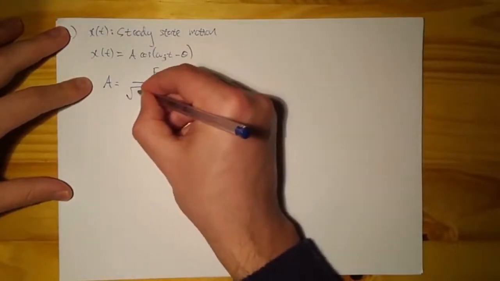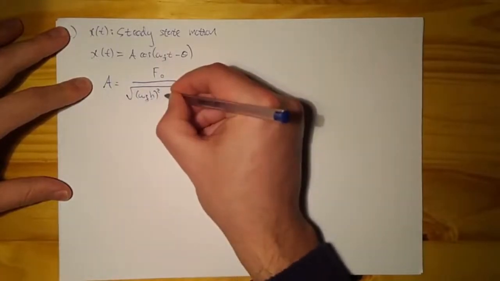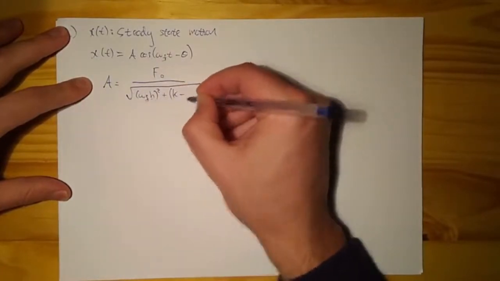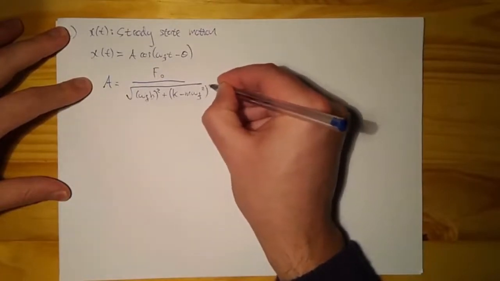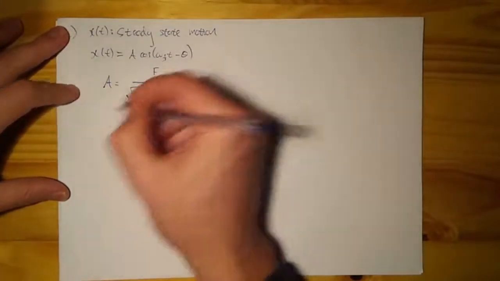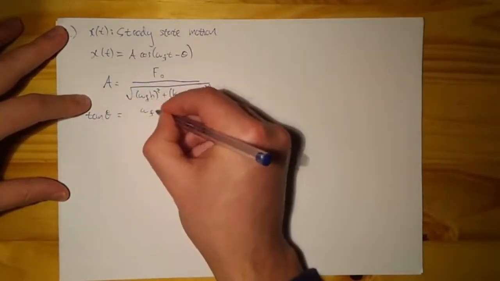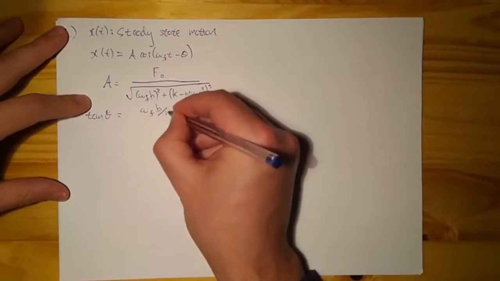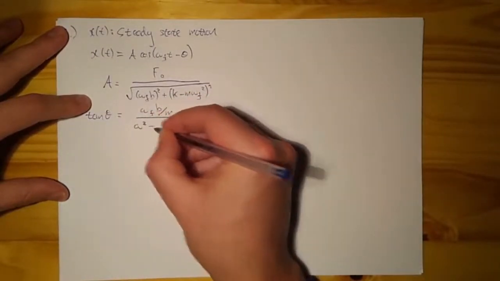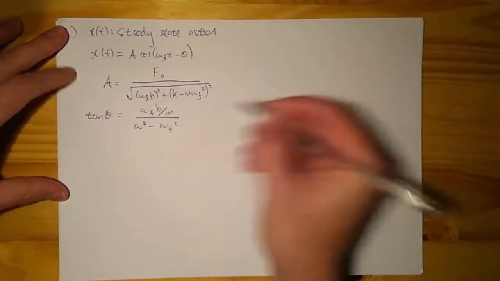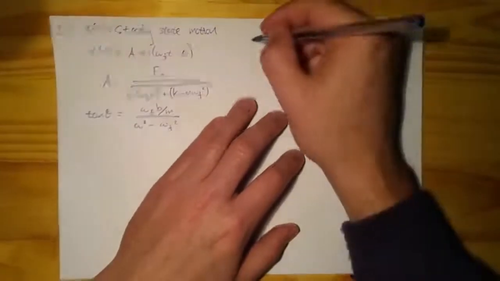that enormous term: (omega_f b) squared was the first term, plus then (k minus m omega_f squared) squared. Good. And tan of theta must be equal to omega_f b over m times (omega squared minus omega_f squared). Good. And for easy reference, let's just write down what we have.